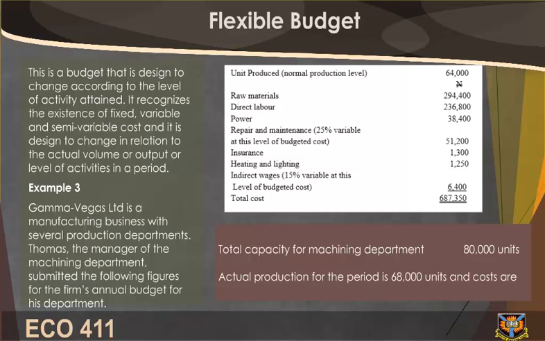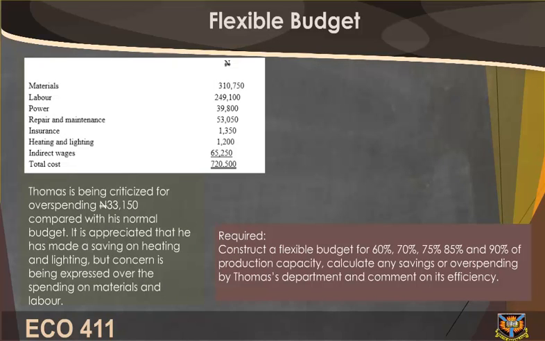Gamma Vegas Limited is a manufacturing business with several production departments. Thomas, the manager of the machining department, submitted the following figures for the firm's annual budget for his department. Total capacity for machining department is 80,000 units. Actual production for the period is 68,000 units, and the costs are shown below. Thomas is being criticized for overspending 33,150 naira compared to his normal budget.